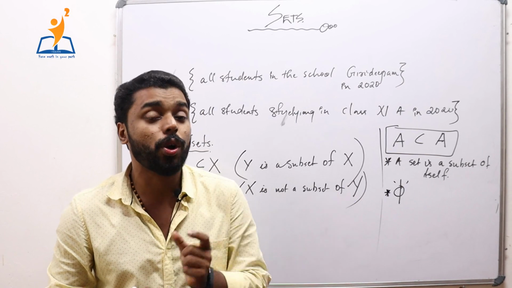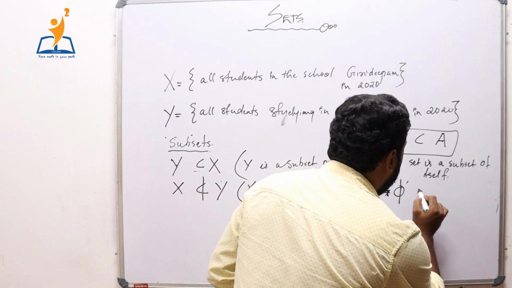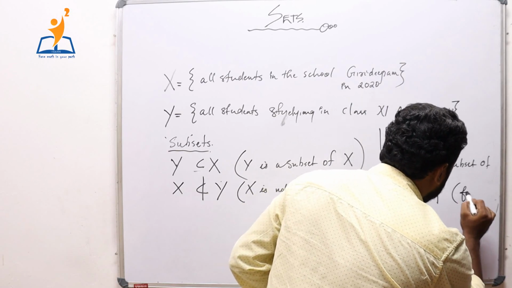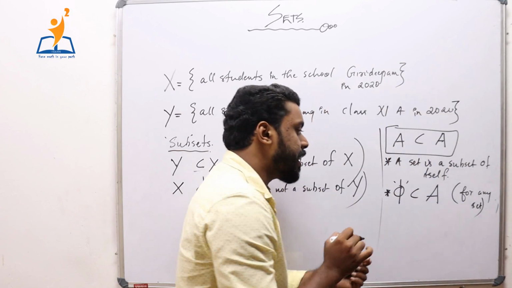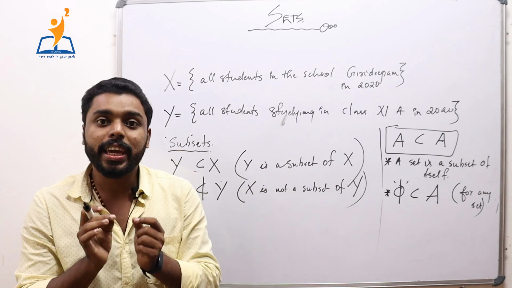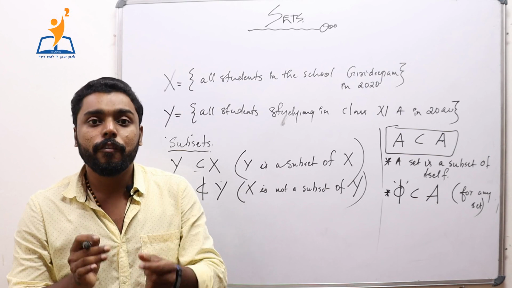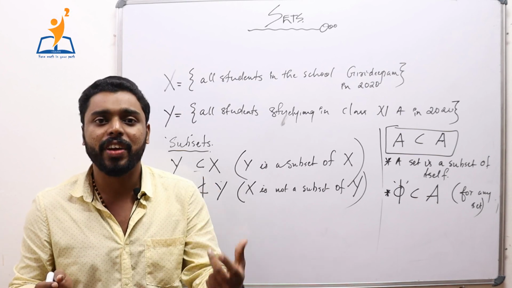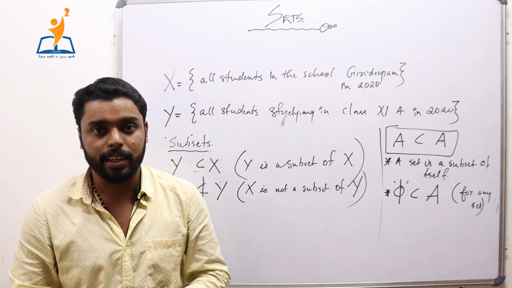a set which does not contain any members in it. Clearly, phi will be a subset of every other set, for any set A. Why? Because literally speaking, phi does not contain any member, isn't it? So we can say that every member of the set phi will be a member of any other set, because phi does not have any member. So we can easily say that phi is a subset of any other set.